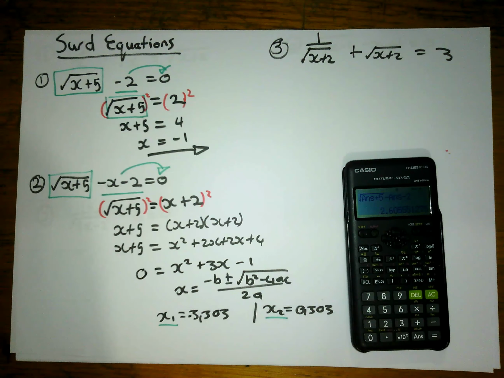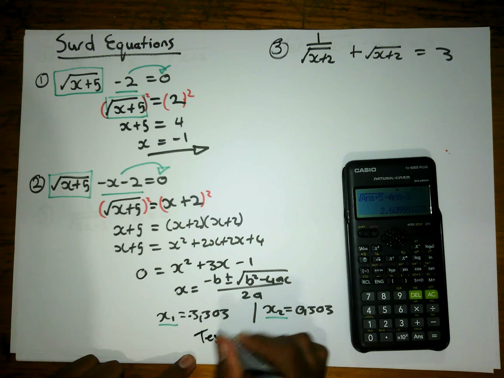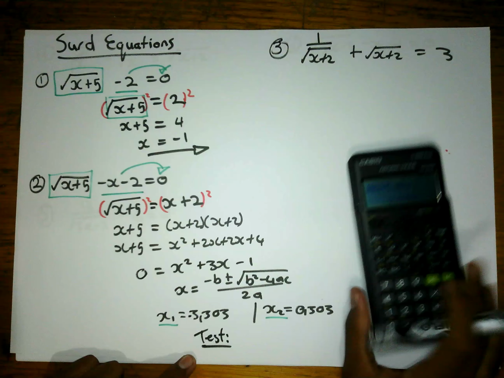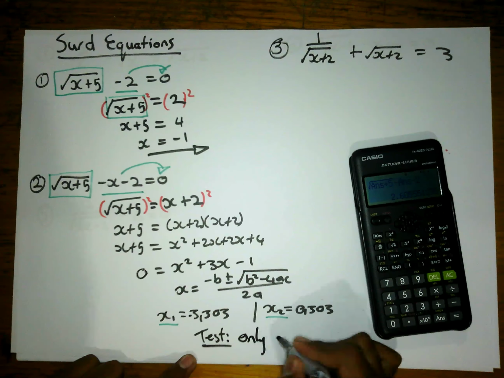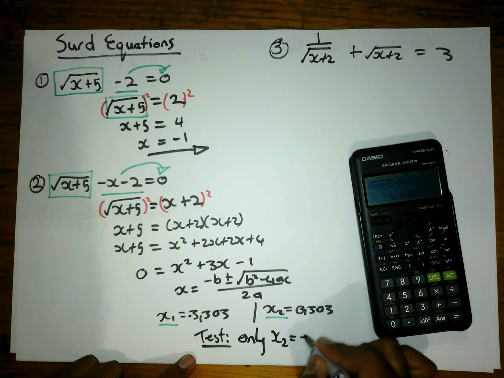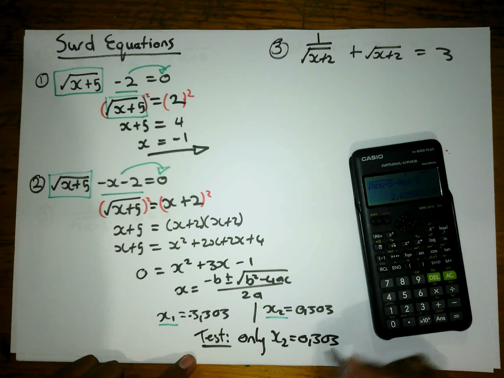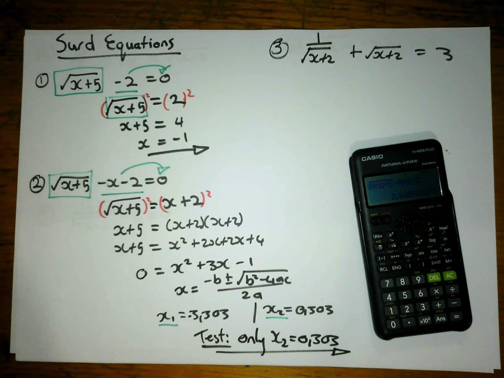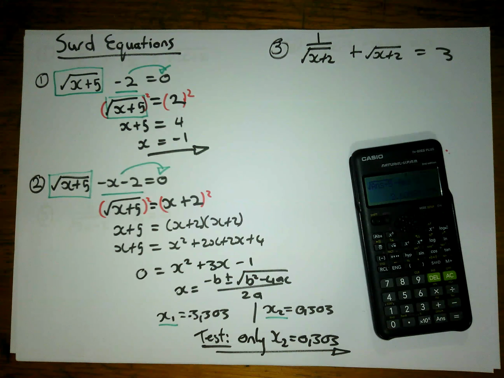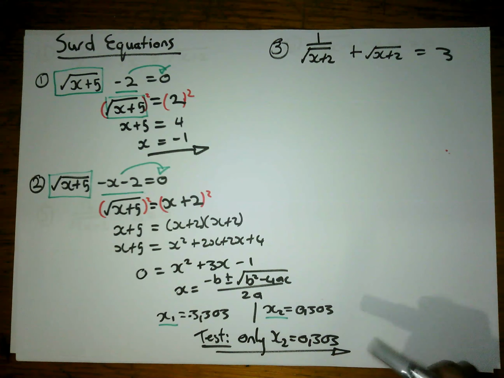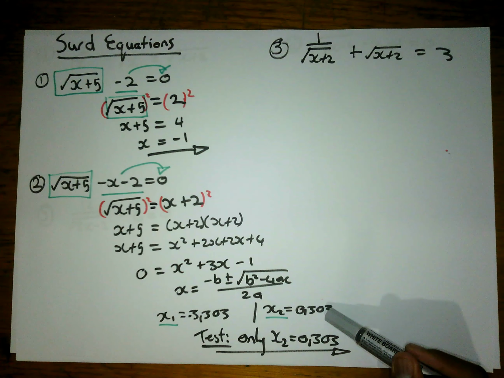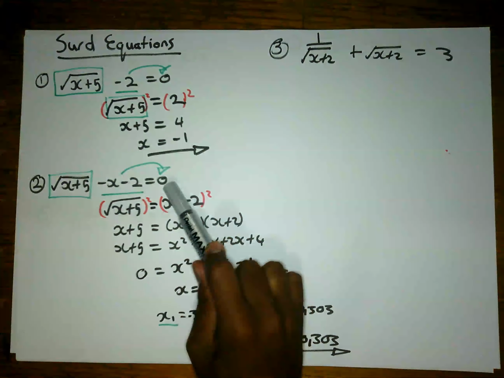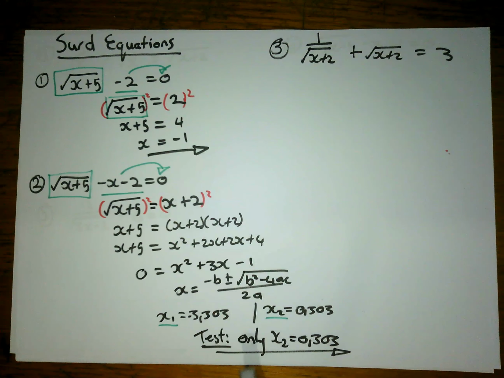That means that our test is saying only x2 equals 0.303. We have to test it. This could be 1 mark in your exam, but we have to test what we are doing. As you can see, only this answer, only x2, will work and give us the 0, not this x1.